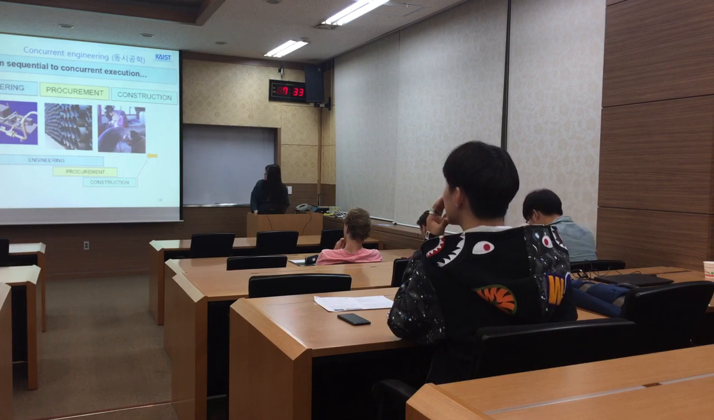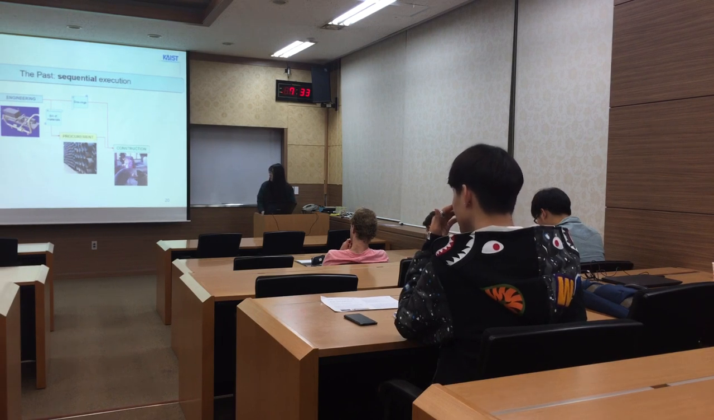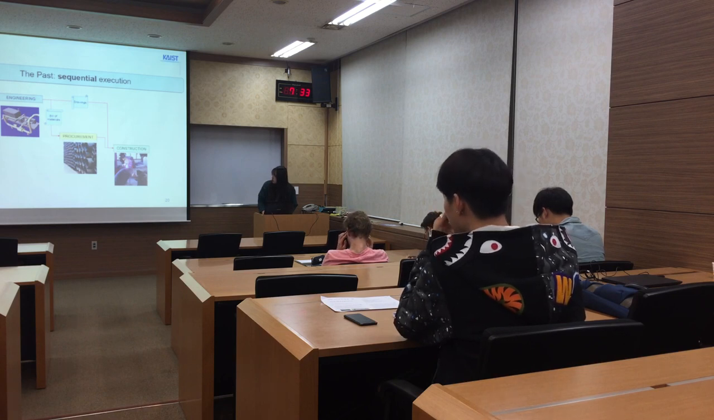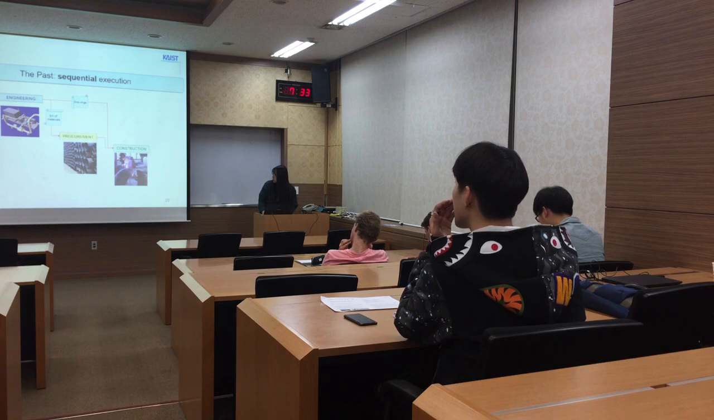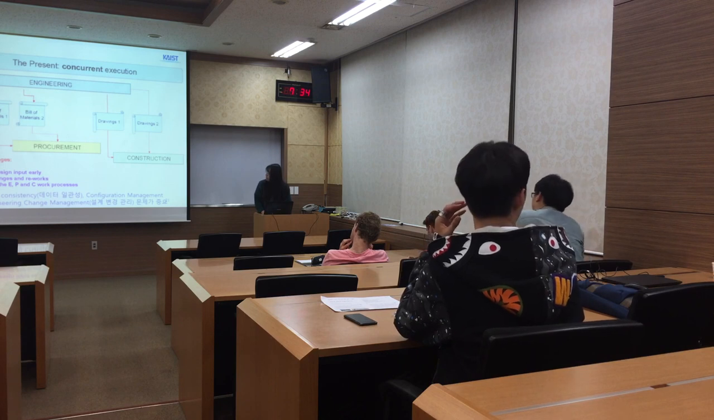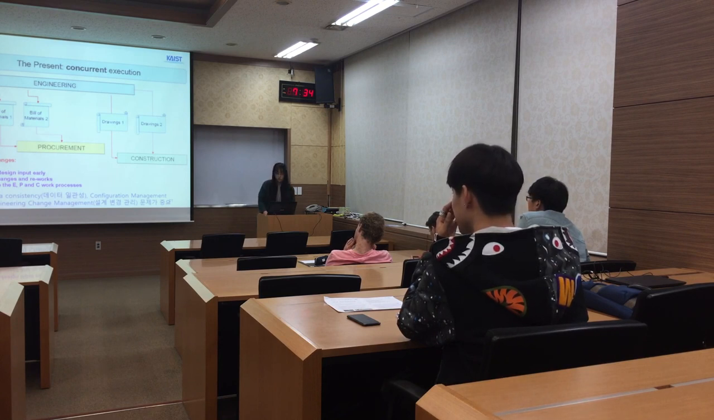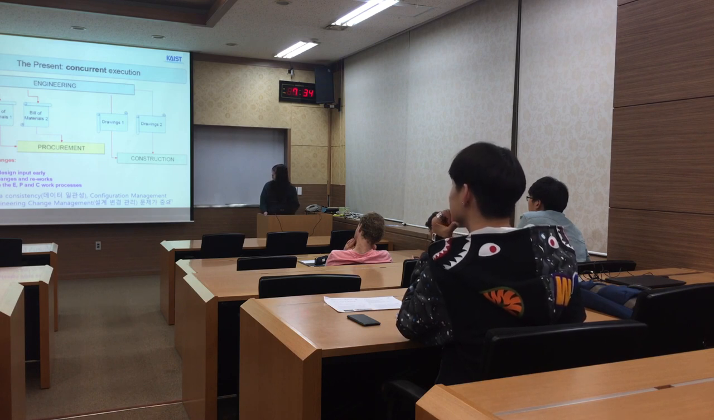Here it's about concurrent execution. In the past, it was sequential execution, so the progress was all in series. To go to the next step, we had to finish the previous step. So we had to finish the engineering process to go through the procurement, and then after procurement, we could go to the construction. But nowadays, it's more concurrent execution. It's more parallel than sequential execution, and there are some overlap periods between engineering, procurement, and construction, so the time can be reduced.